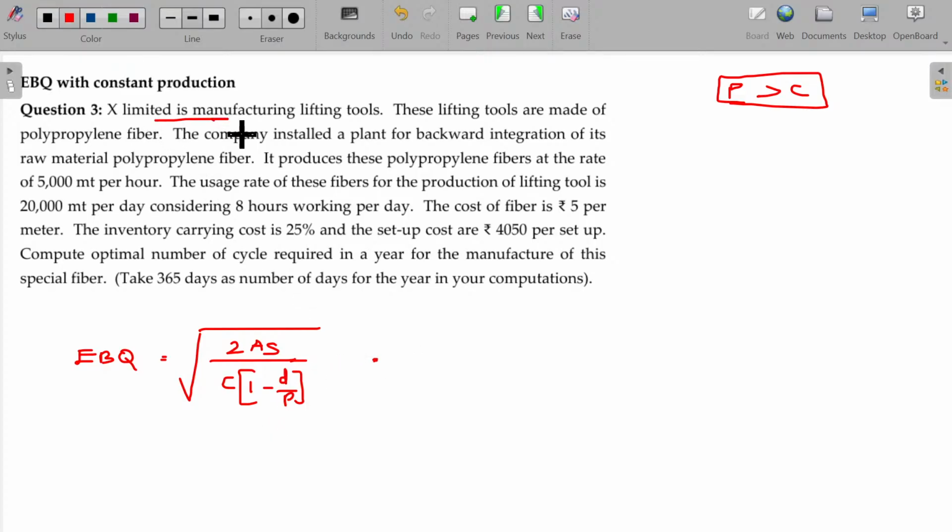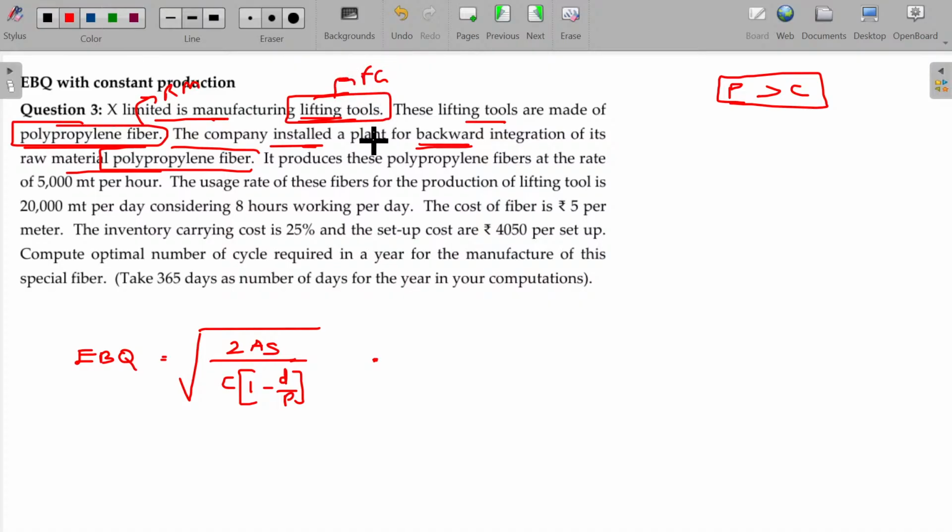X Limited is manufacturing lifting tools. These lifting tools are made up of polypropylene fiber. The company installed a plant for backward integration of its raw material, polypropylene fiber. So, it is manufacturing lifting tools, and for that, they need polypropylene fiber. So, the raw material is also manufactured, and the finished goods are also manufactured. The preparation speed of raw material may be faster, and the consumption speed will be lesser.